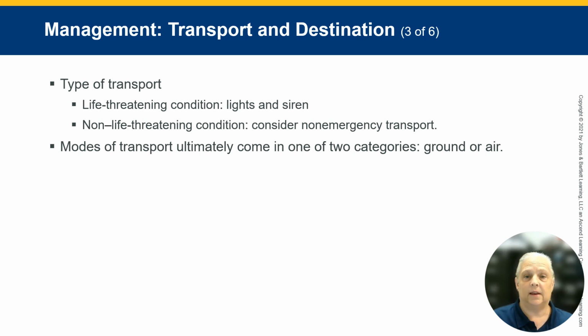So if it's a life-threatening condition, heart attack, a stroke, severe trauma, we're going lights and sirens. If it's non-life-threatening, we can consider doing a non-emergent transport. If I need to transport somebody for a life-threatening, I can consider having a helicopter come in and fly them out. Or I could transport by ground based on weather conditions, distance, traffic conditions.